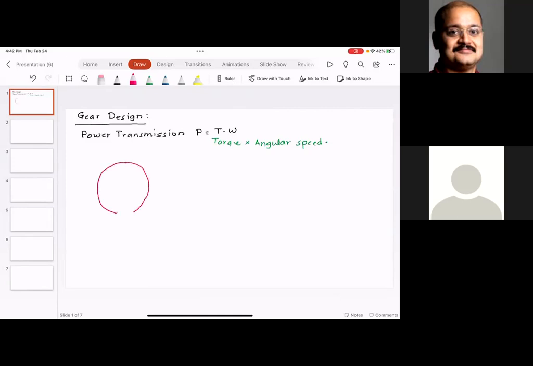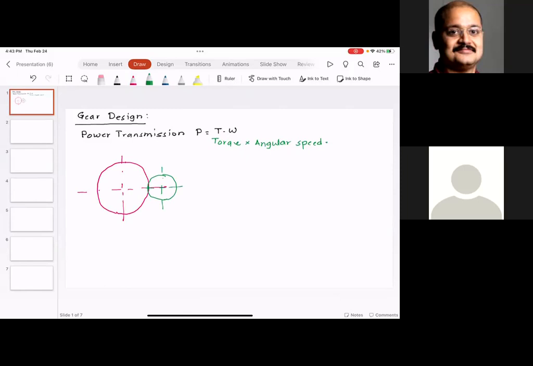So I'm going to start with a very simple application. So what I have is a friction wheel here. For basic analysis, let's try to study two friction wheels. So I have one friction wheel here and I have another friction wheel here. Why are they called friction wheels? Because these two wheels are in contact with each other.